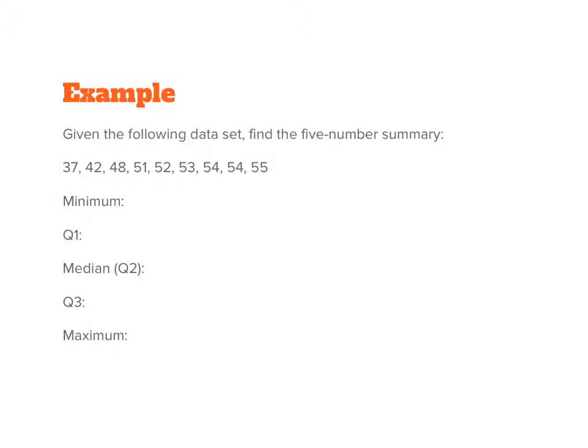Another example here, we've got our data set. It's already given to us in order, as you can see, from smallest to largest here, so I don't have to put them in order again. I can go right to finding my minimum of 37, my maximum of 55, my median or quartile 2 value, 1, 2, 1, 2, 1, 2, 2. Okay, 52 is my median.